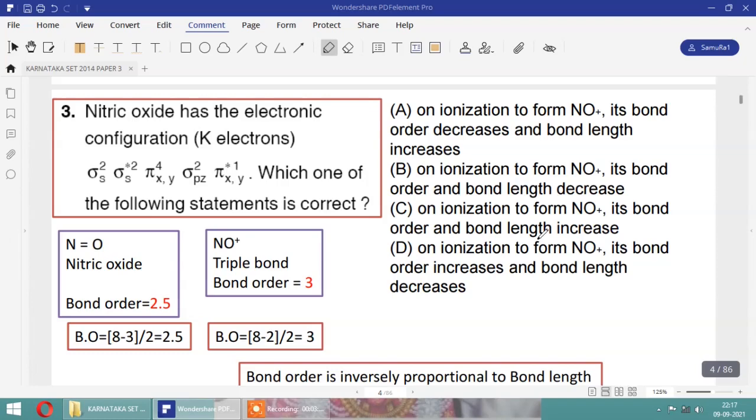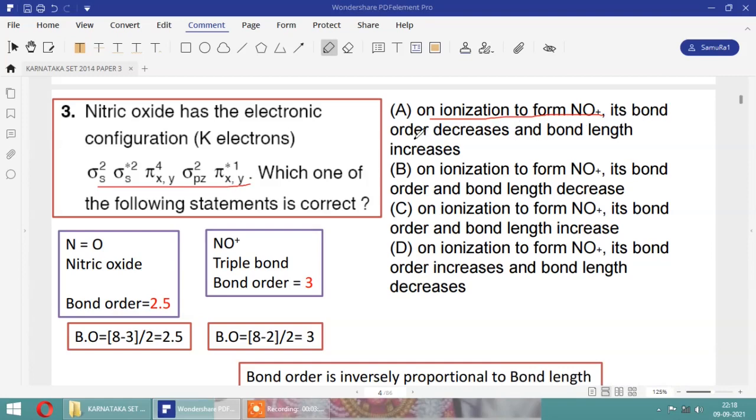Third question. Nitric oxide NO has electronic configuration including K electrons, sigma bonding molecular orbital electrons given, sigma 2s2. This was the given MO configuration. Now you have to calculate the bond order. Here four options were given. Ionization to form NO+. So in all the options they are given the ionization to form NO+. So NO on ionization gives NO+.